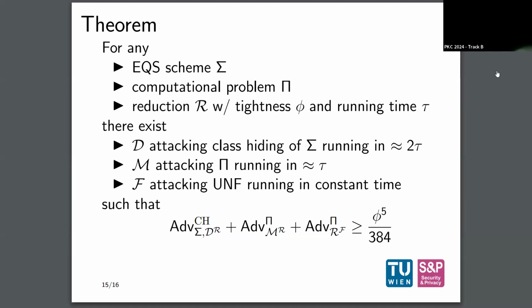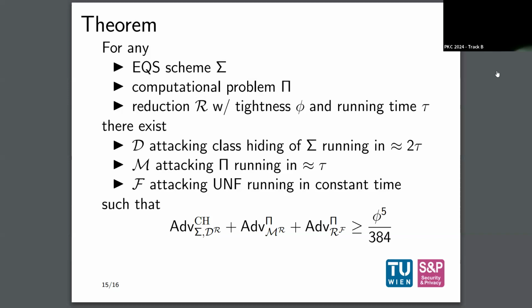And the statement we arrived at is that the advantage of D winning class hiding plus the advantage of M winning pi plus the advantage of R winning pi by itself must be bigger than or equal to phi to the 5th over 384. And so what does this mean even? What is this statement for? So if we assume that class hiding and the problem pi are hard, then we know that all these advantages of the left-hand side must be small, must be negligible in the asymptotic case. And therefore also phi must be negligible in the asymptotic case.